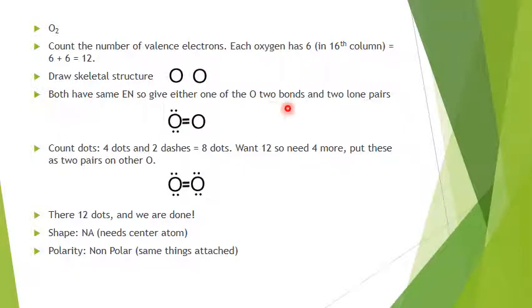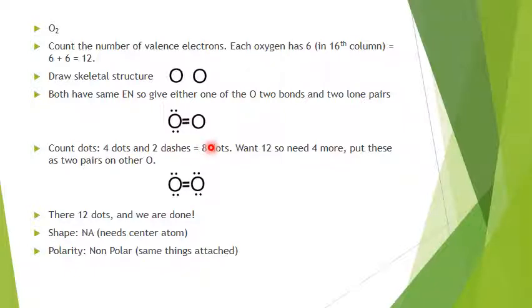Okay, so what you're going to do is both have the same electronegativity, and there's no real center atom, so you can pick either one. Oxygen gets 2 bonds, 2 lone pairs. So I'm going to give the left oxygen 2 bonds and 2 lone pairs, and then I'm going to count them up. So now it has 4 dots, 1, 2, 3, 4, and 2 dashes. The 2 dashes are 4 dots as well. So 4 plus 4 is 8.